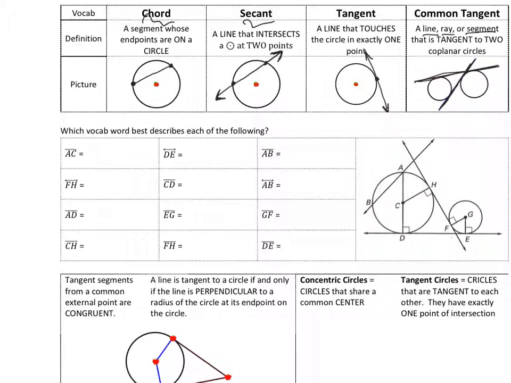So now we're going to use our 8 vocabulary words, and we're going to look at these lines and segments and decide which one of the 8 vocabulary words is talking about. The first one says A to C. So as I look at A to C, that looks like a radius. Going down, the next one says the line FH. So if we see that line FH, it's touching both the circles in one spot. So we're going to call that our common tangent.